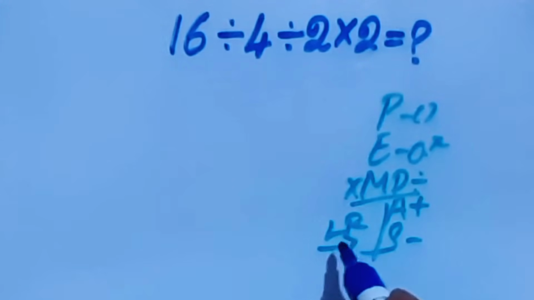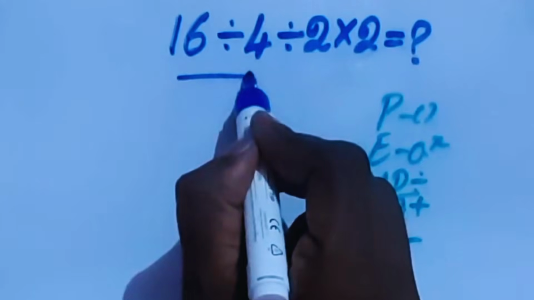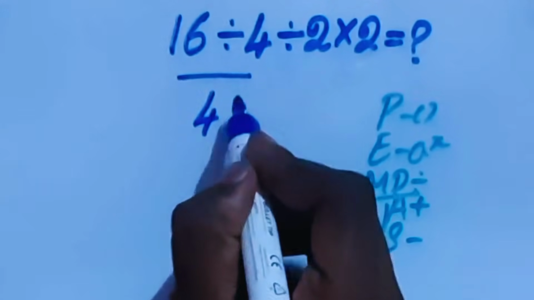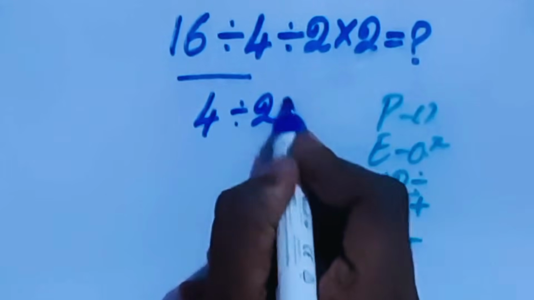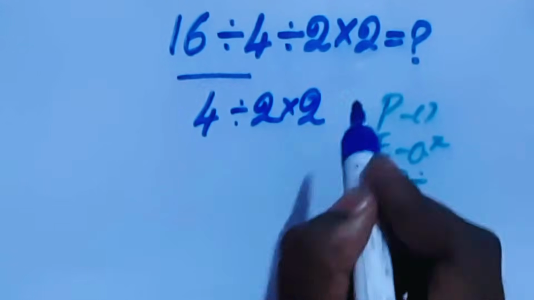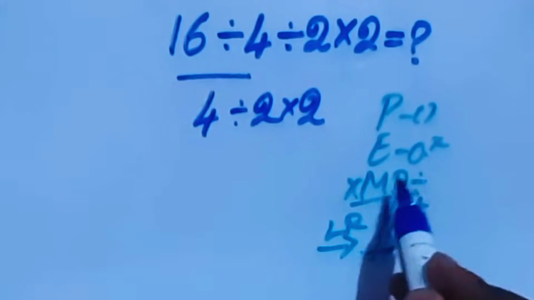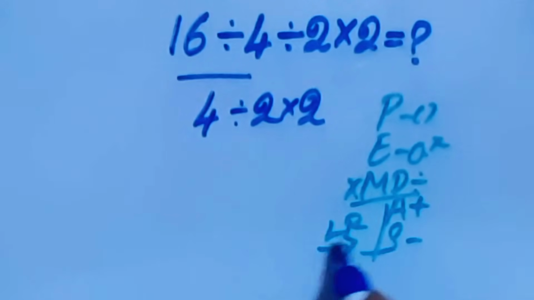Here, left to right is this 16 divided by 4. 16 divided by 4 is 4, divided by 2, times this 2. Here we have division and multiplication. Multiplication and division are again of equal priority. For this equal priority, we have introduced left to right.